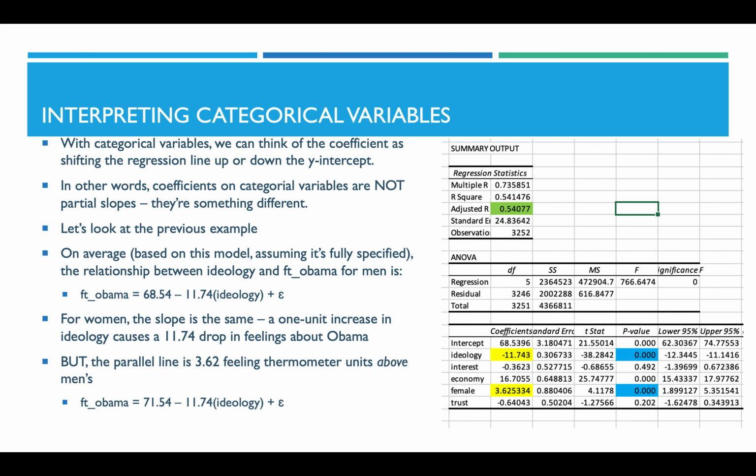That is to say, if we rewrote our equation for women, it would look like this one. Instead of the line starting at 68 on the y-axis, it would start at 71.54. And then the rest of the equation looks the same. Minus 11.74 times the ideology measure plus the error.